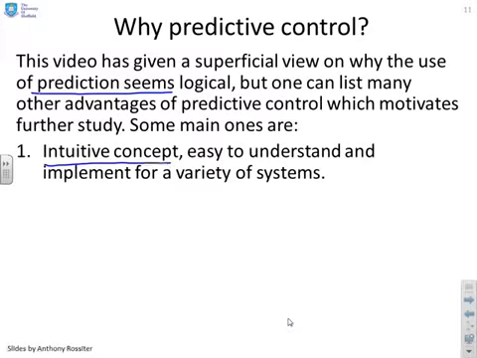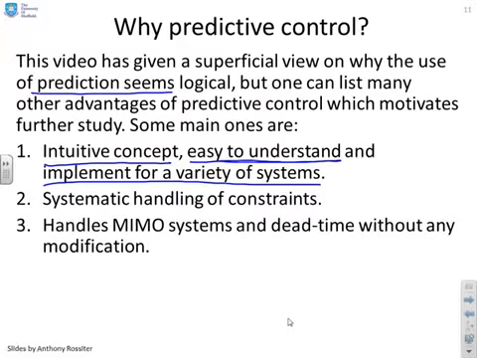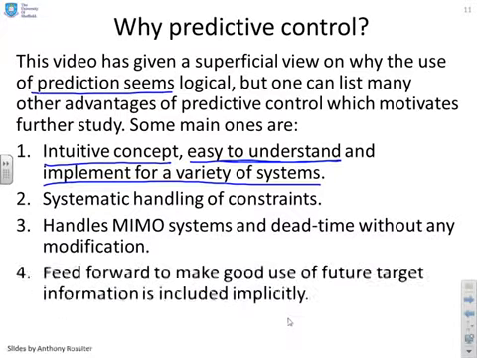It's an intuitive concept because you can relate it to human behavior. It's relatively easy to understand, again because you can relate it to human behavior, and it's also relatively straightforward to implement on a variety of systems. It allows systematic handling of constraints, which most other control strategies do not. It handles multivariable systems and dead time without any modification. In essence, they come for free.